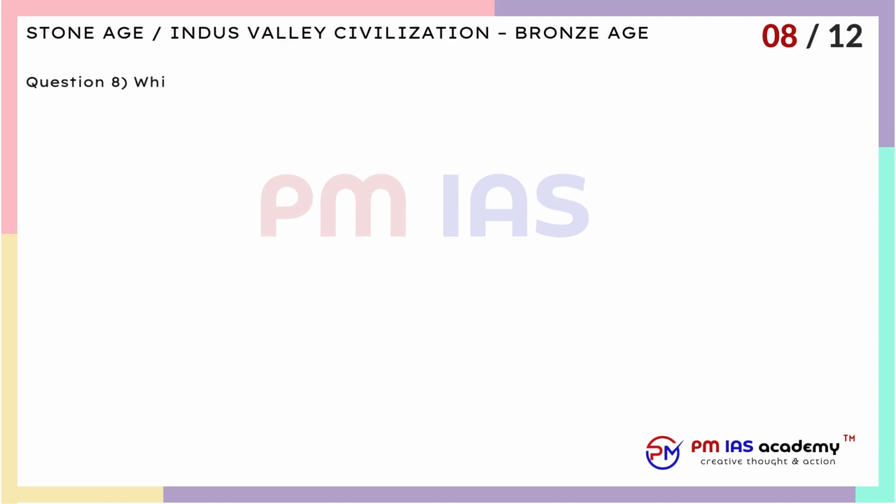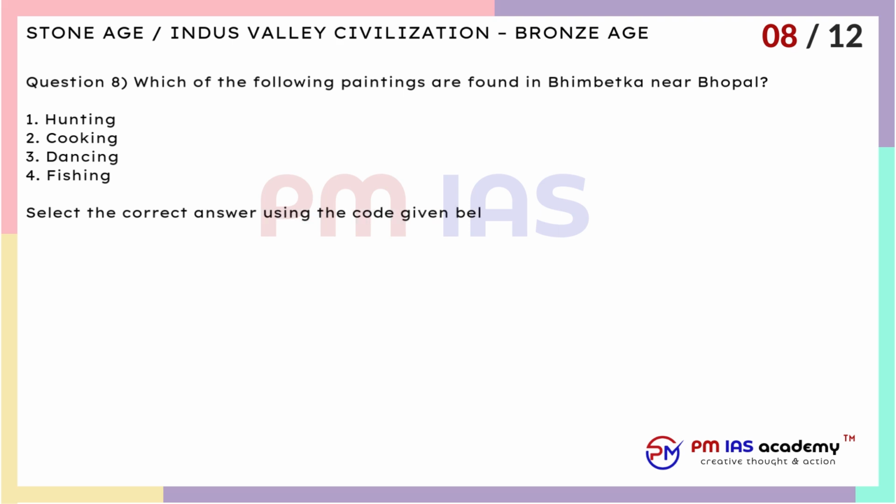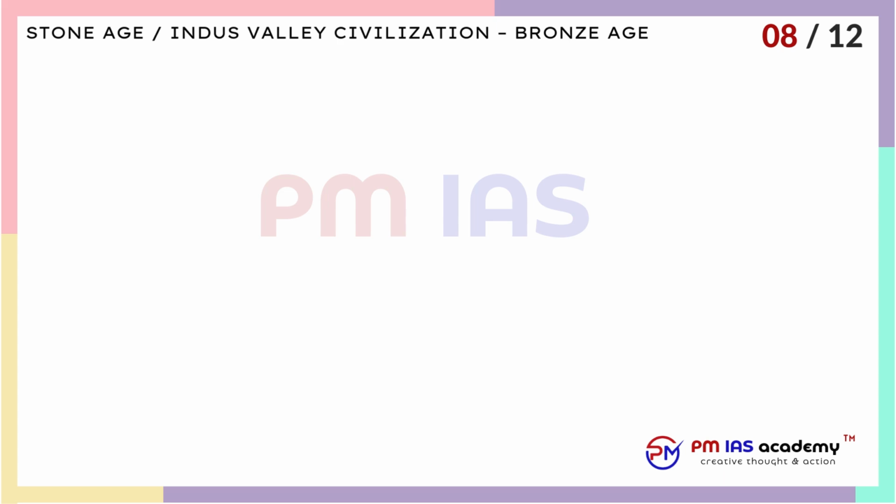Question 8. Which of the following paintings are found in Bhimbetka near Bhopal? 1. Hunting. 2. Cooking. 3. Dancing. 4. Fishing. Select the correct answer using the code given below. A. 1 and 2 only. B. 1, 3 and 4 only. C. 2, 3 and 4 only. D. 1, 2, 3 and 4.